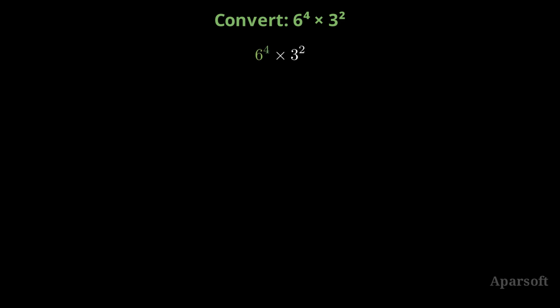Here is our expression. First, 6 equals 2 times 3. So 6 to the 4 becomes 2 times 3, all to the 4th power. See how the 6 splits into 2 times 3 inside the brackets? Now distribute the power. 2 times 3 all to the 4 gives us 2 to the 4 times 3 to the 4. Bring down the times 3 squared that was already there.